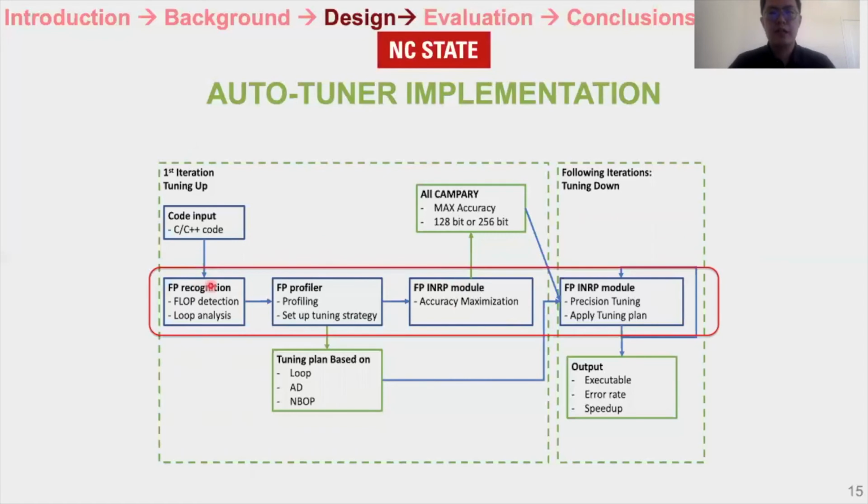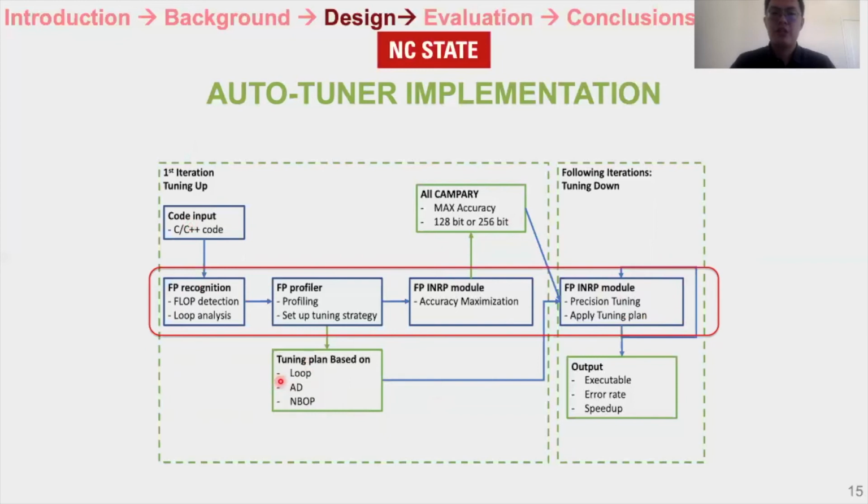In the first tuning, we call the tuning up. Basically, we increase the precision for our digital program to the 128 or 256 CAMPARY hyper-precision library. And then in the subsequent iterations, we will tune down the programs from high precision to double precision based on the tuning plan we just mentioned.